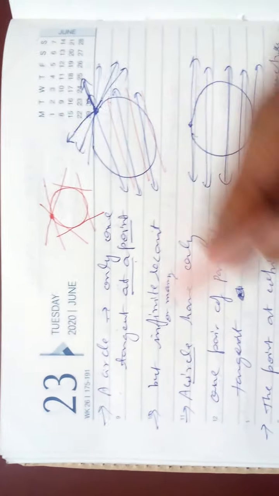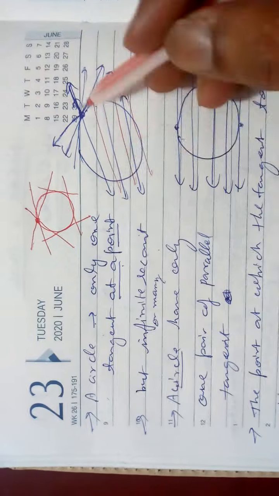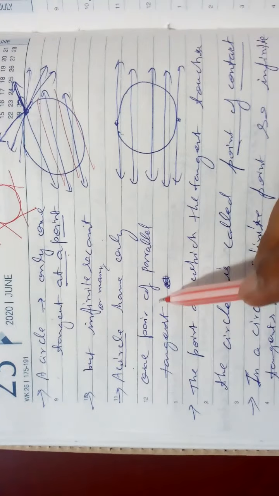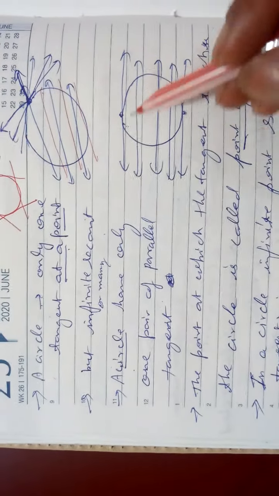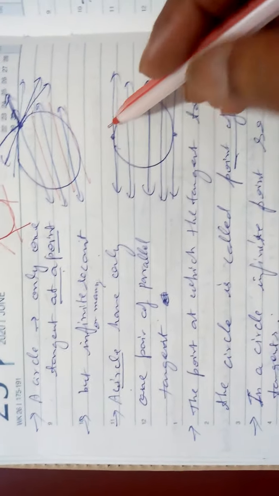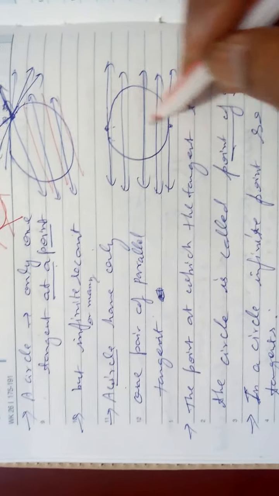Infinite tangents can be drawn, because a circle is a set of infinite points, and infinite secants too. But a circle has only one pair of parallel tangents. What are the parallel tangents? Parallel tangents always lie at the endpoints of a diameter.